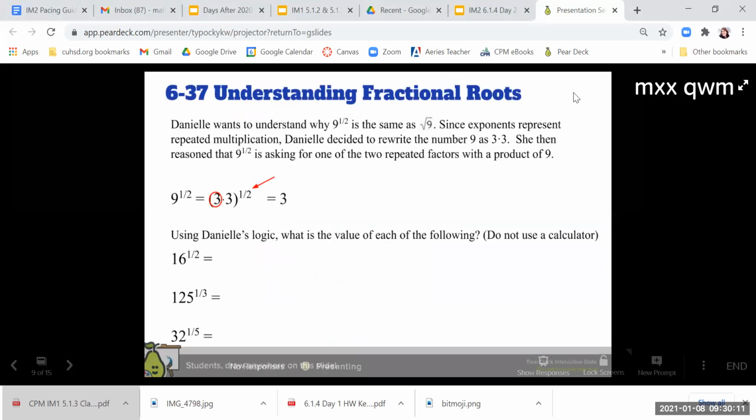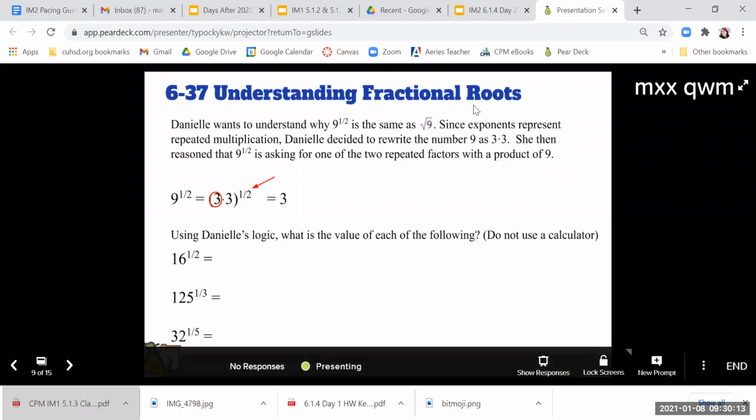Okay, so for 6-37, understanding fractional roots, Danielle wants to understand why 9 to the 1/2 is the same as the square root of 9. Since exponents represent repeated multiplication, Danielle decided to write the number 9 as 3 times 3. She then reasoned that 9 to the 1/2 is asking for one of the two repeated factors with a product of 9. So we have 9 to the 1/2, which is equal to 3 times 3 to the 1/2. And then she just takes one of those two roots, and the answer is 3.